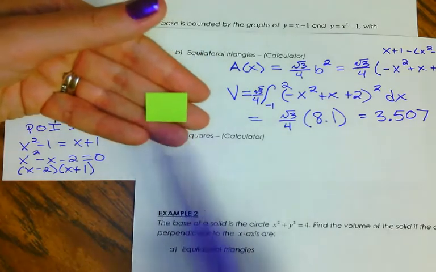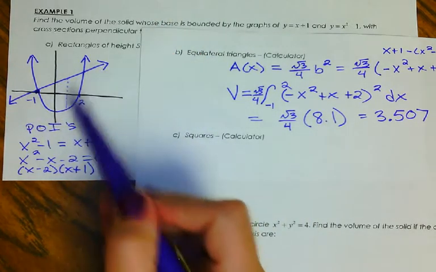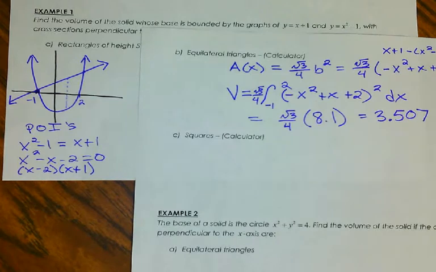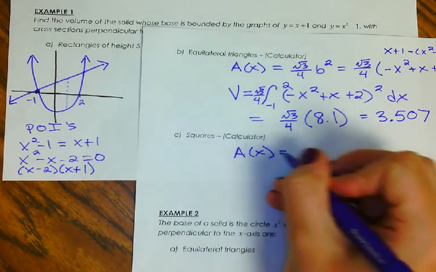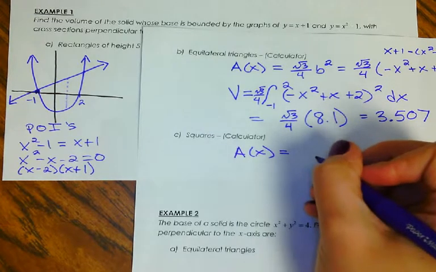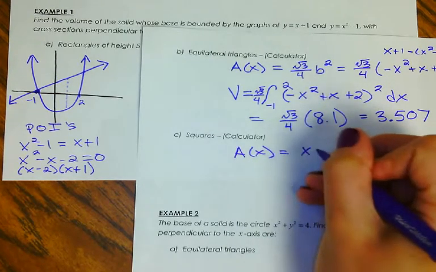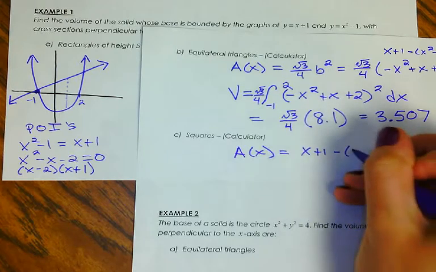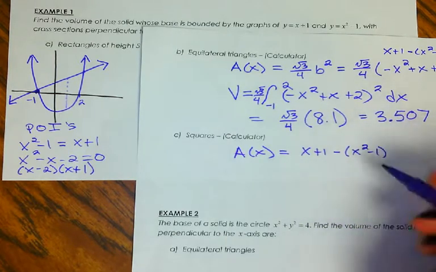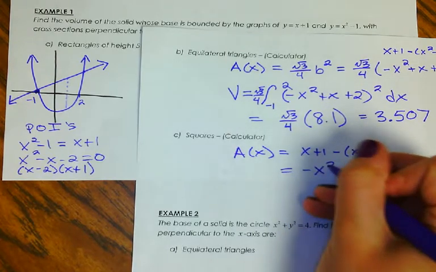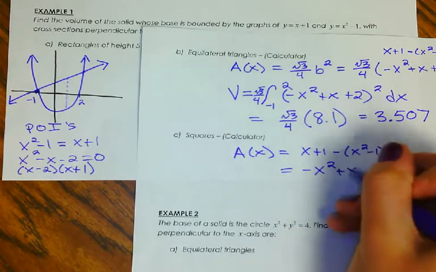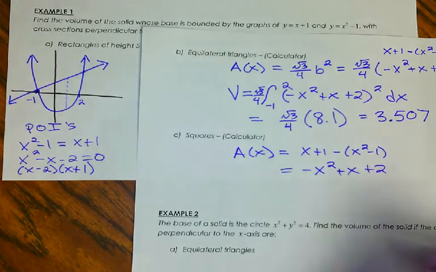So that base of the square is determined by this line minus the parabola again. And you kind of see this very familiar thing. So we have area of the square. That's going to be determined by that same exact thing. It's going to be x plus 1 minus the quadratic. And then we already know what that's going to end up to be from up there. So you have negative x squared plus x plus 2.